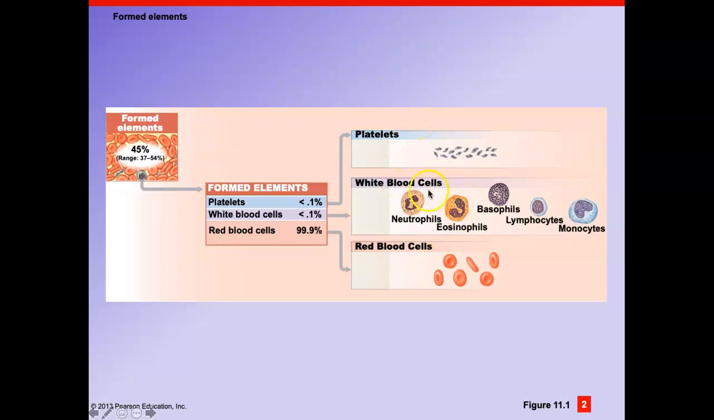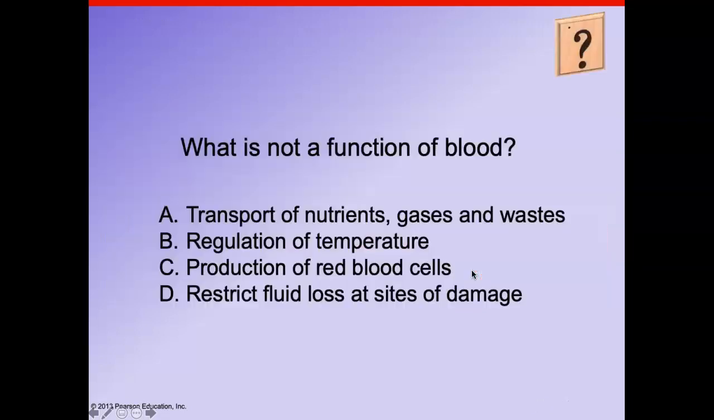So even here you can see that these white blood cells are whole cells. Those large things in the center are the nucleus. These platelets are cell fragments, and red blood cells are not whole cells. They've lost the nucleus. What is not a function of blood?